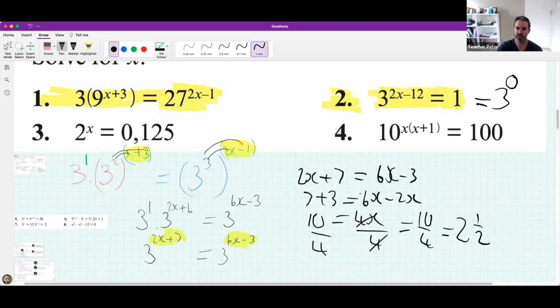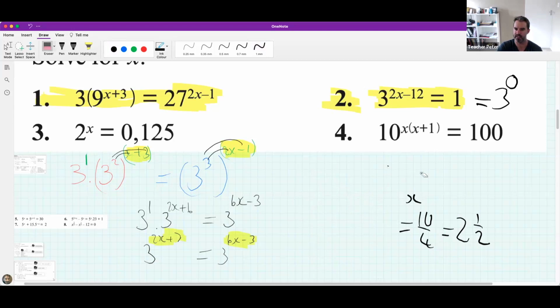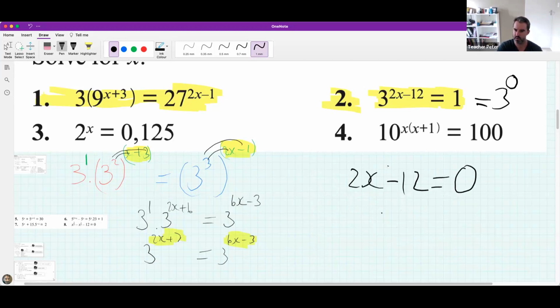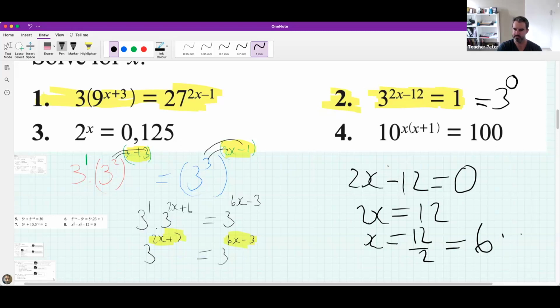Okay, so Stephen has an answer. Let's see if anybody else has the same answer. So we have a 6 and a minus 6. So maybe there are two answers, but let's look. 2x minus 12 is 0, which means 2x is 12, which means x must be 6. And so the correct answer is x must be 6.